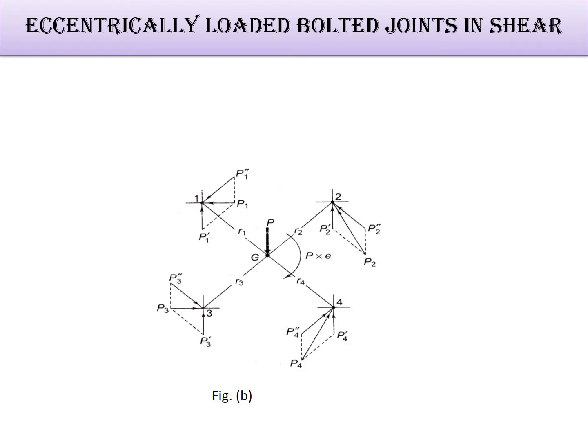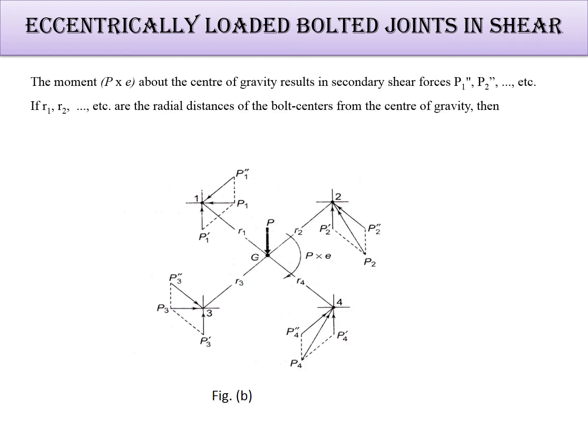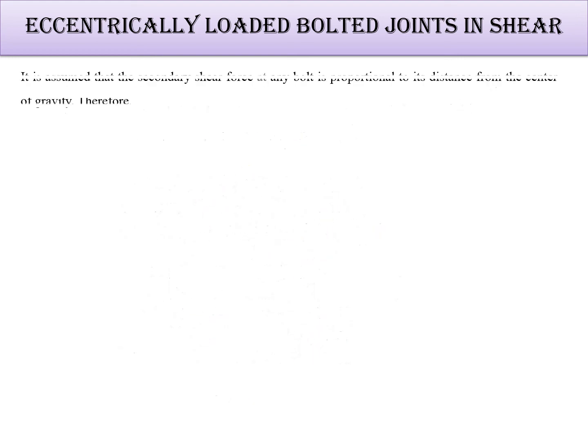For the secondary shear force, that is P1 double dash, P2 double dash and so on, shown here, it results from the moment, that is P into e. Due to this moment about the center of gravity, a secondary shear force results, and this secondary shear force is given by the relation P1 double dash R1, P2 double dash R2, P3 double dash R3 and P4 double dash R4.